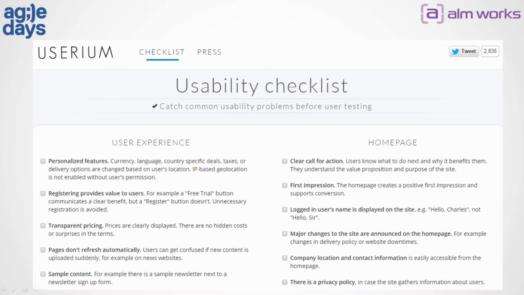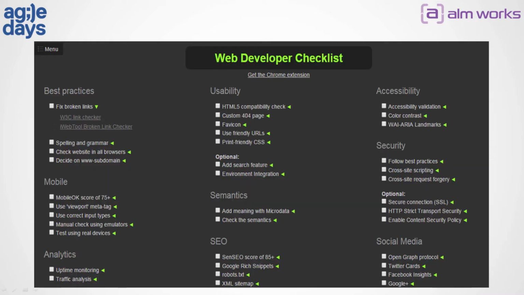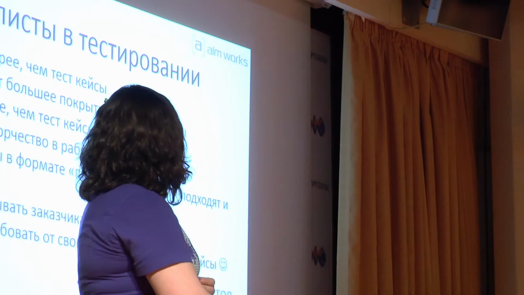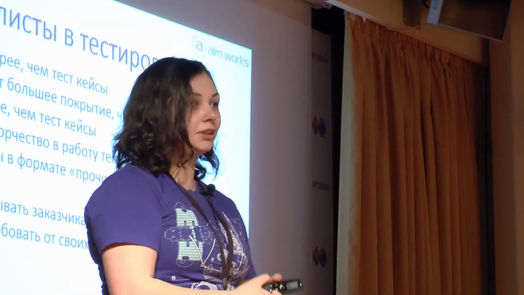There are some online resources with checklists for developers. For example, Userium, which provides a checklist for usability testing. And here's a checklist for web developers. So how can checklists help us with testing?